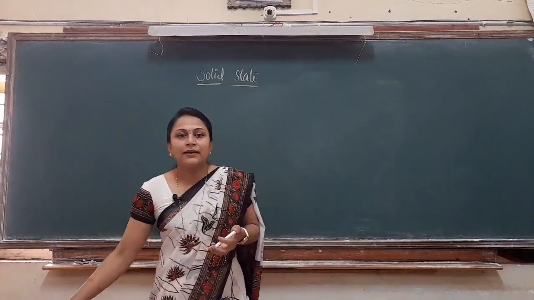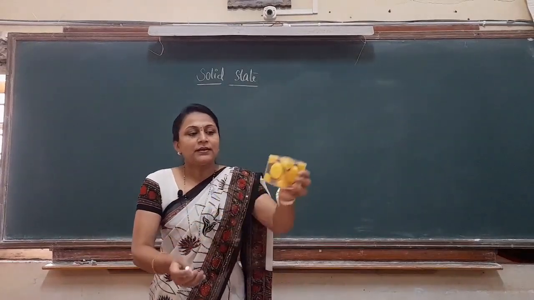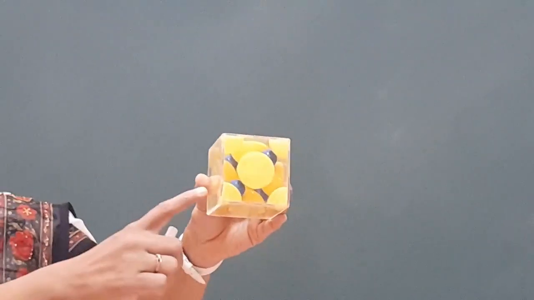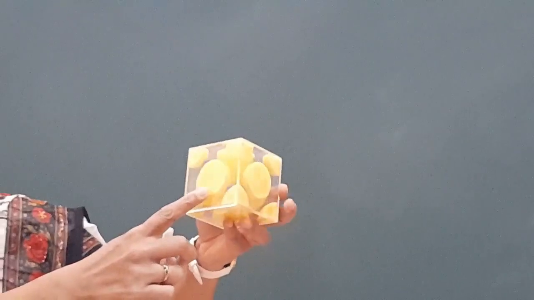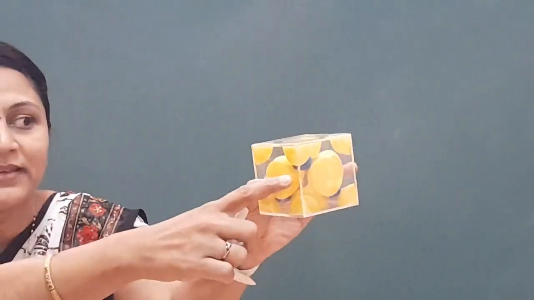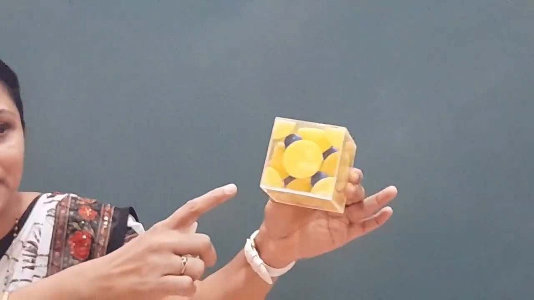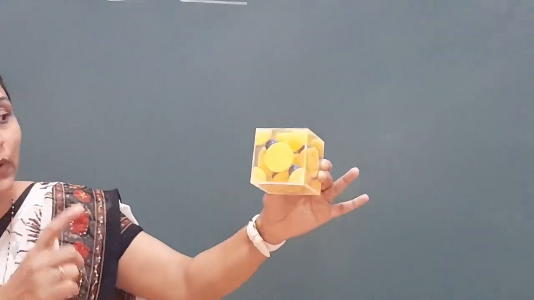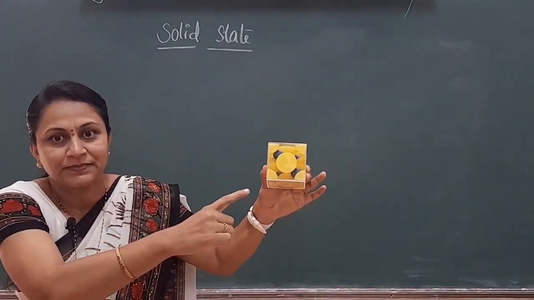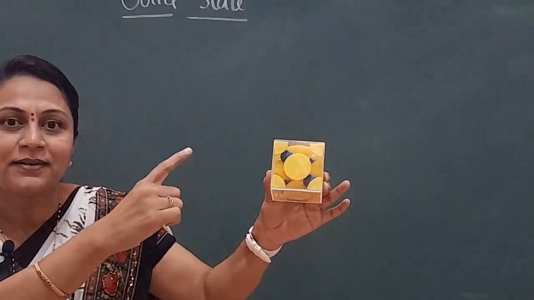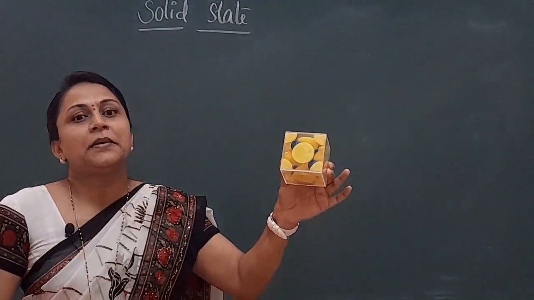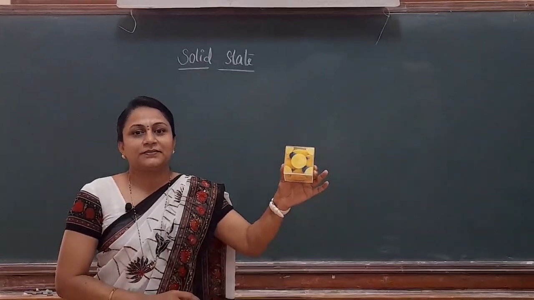You can see here in any unit cell, the particles are regularly arranged, and in between there is some space, some gap. So now calculate how much space is occupied by the particles and express it in percentage. That is known as packing efficiency.